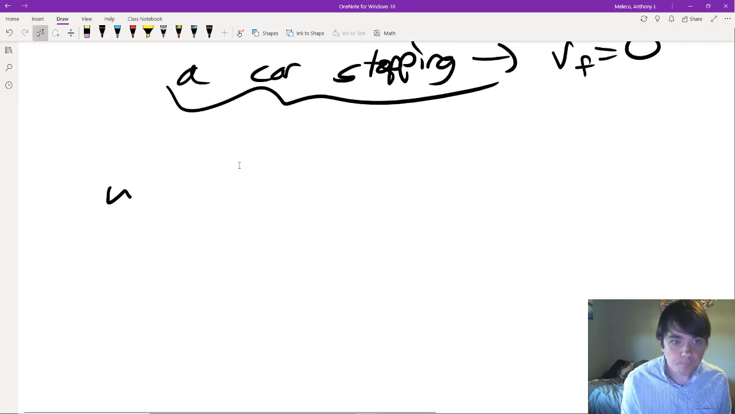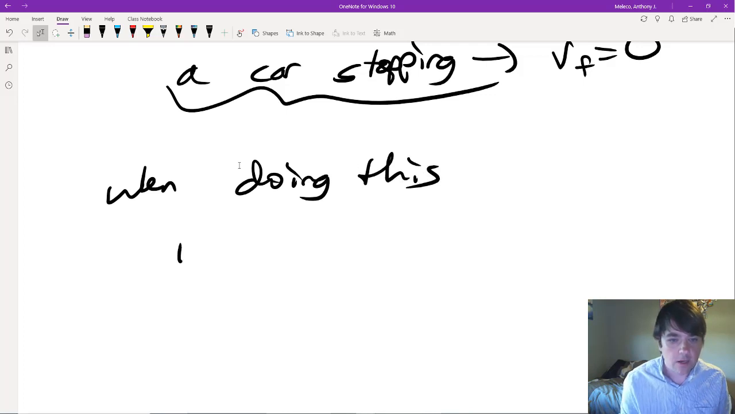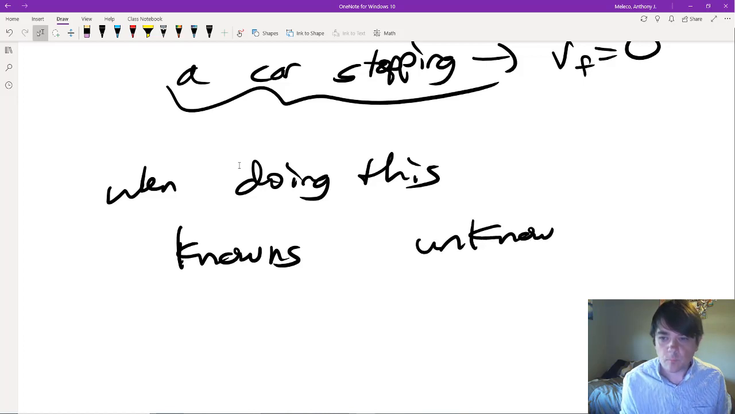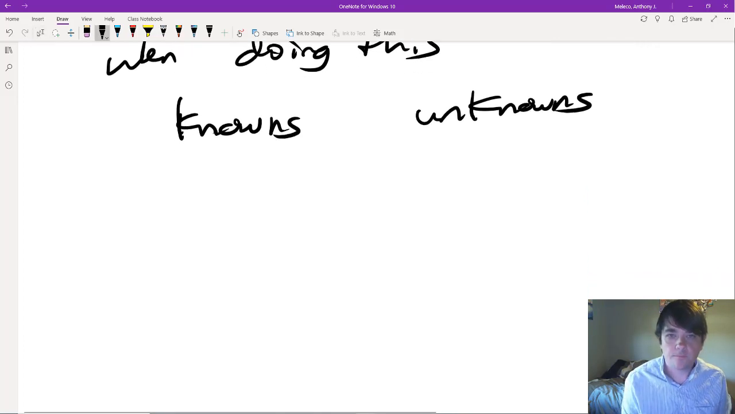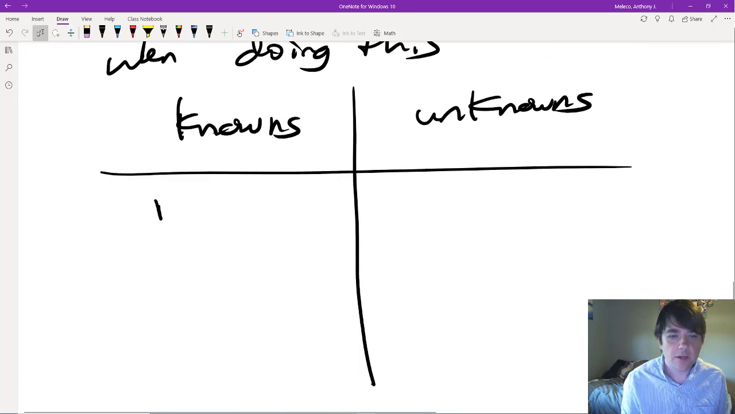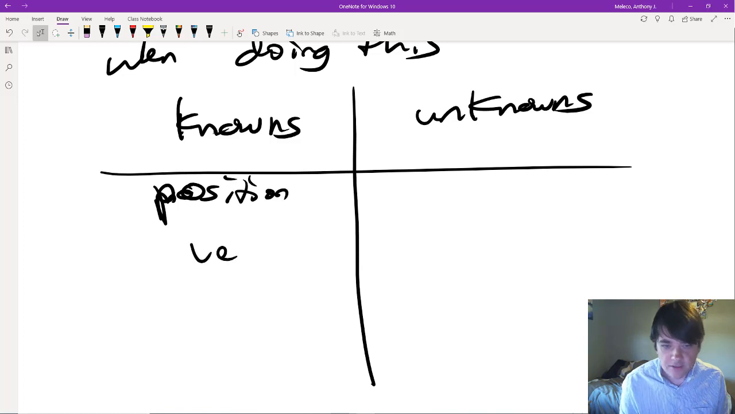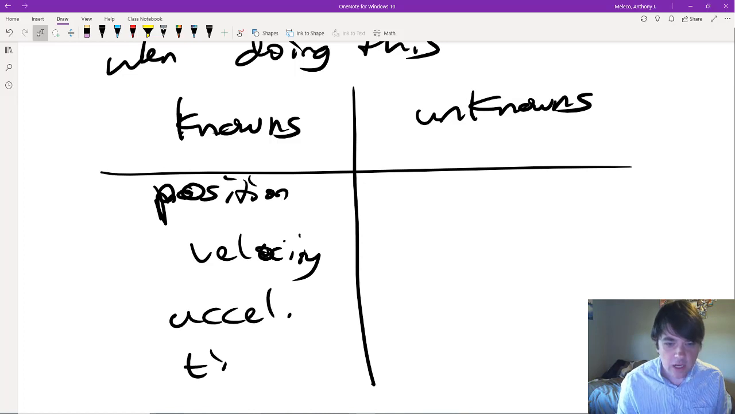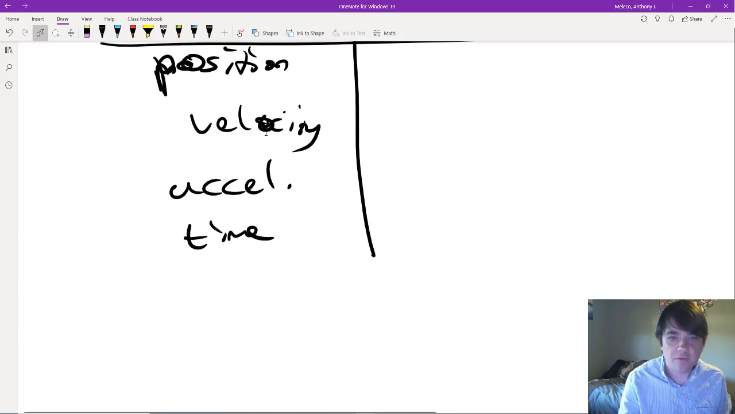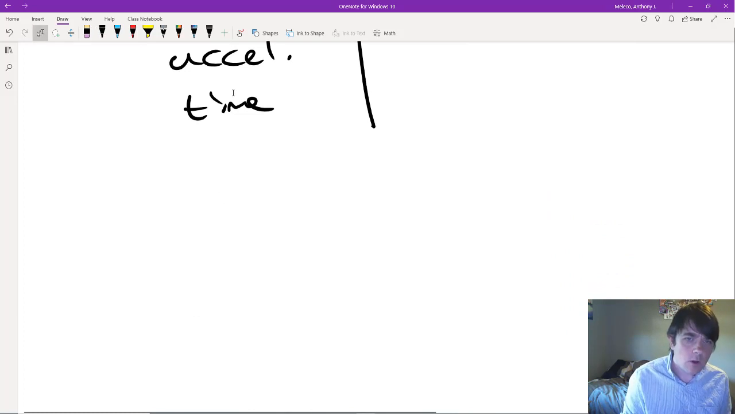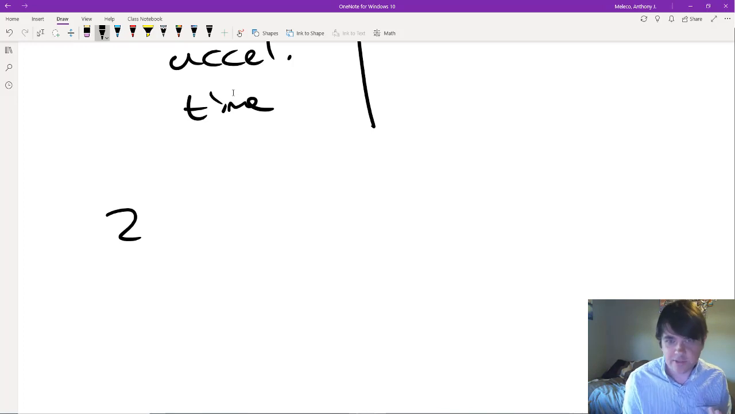So when doing this, this is what you write. You'll write knowns. And this is how I do it too. Knowns. Unknowns. Okay. And you'll write out positions. You write out the velocities. And then acceleration. There's another one. Time. Okay. And then any other thing that's known. I typically go in that order too: position, velocity, acceleration, time. Okay.